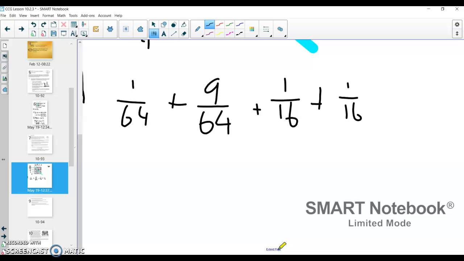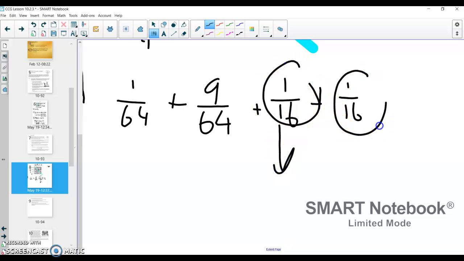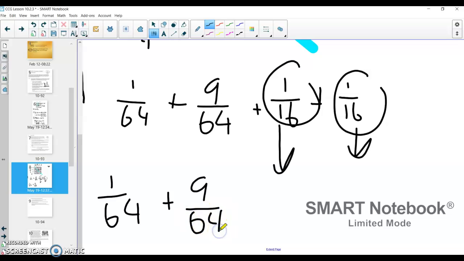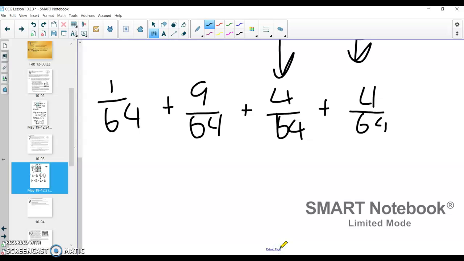We're going to need a common denominator. Luckily, these will go down to a common denominator of something over 64. So 1/64 plus 9/64. To get 16 to be 64, we multiply it by 4, so if we multiply that whole fraction by 4, it becomes 4/64 plus another 4/64. Now we can add them. The denominator is going to be 64, and adding the tops, 1 plus 9 is 10, 10 plus 4 is 14, 14 plus 4 is 18. So we get 18 out of 64.